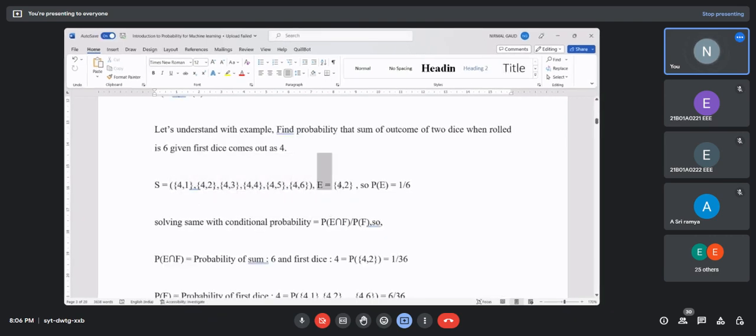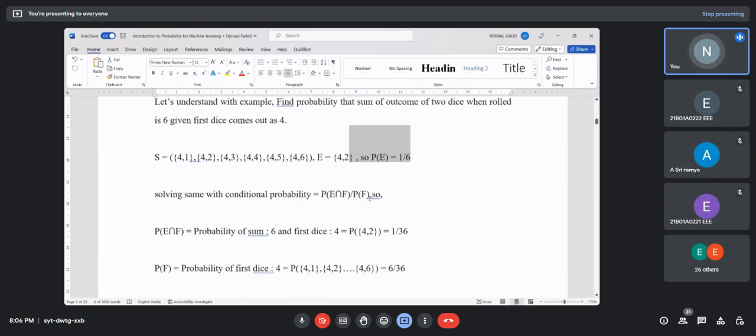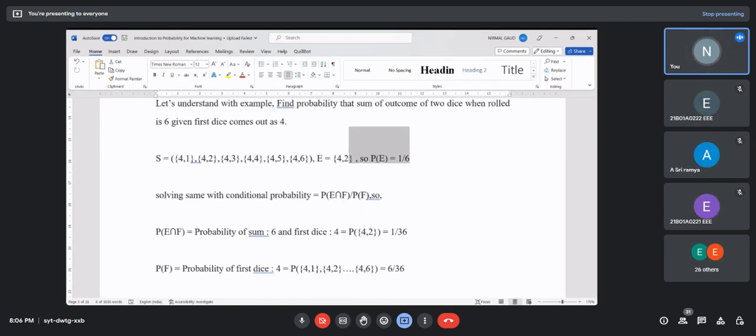So for E, I need 4-2, because this is the only requirement which gives me 6 as a result. What is the probability of getting 4-2? 1/6. Did you understand or not? Please let me know. Say yes or no. Understood, sir. So the probability of getting the 4-2 combination is 1/6.